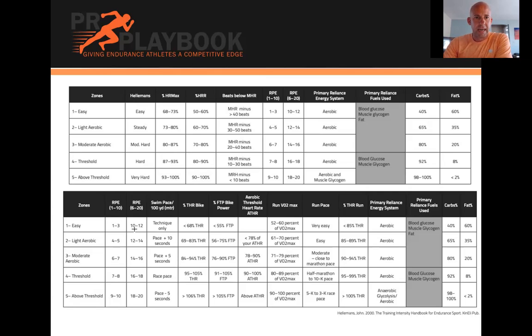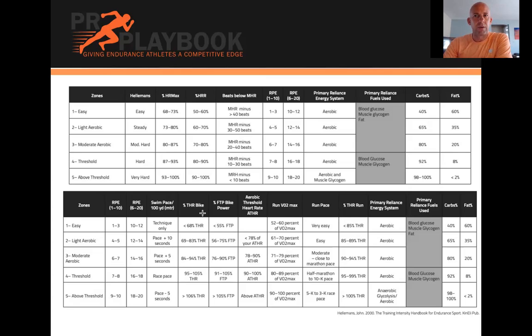And then if we go down here, you can dial into the RPEs 1 through 3, how it relates to your swim pace. If you're training for a triathlon, this would be your 100-meter pace on our 500 test that we do. And that is your threshold pace when we do that 500 test for your 100-meter. And then you can adjust your swim pace by 5 to 10 seconds when we get into those lower zones, or increasing the effort and the speed as we get to that zone 5.